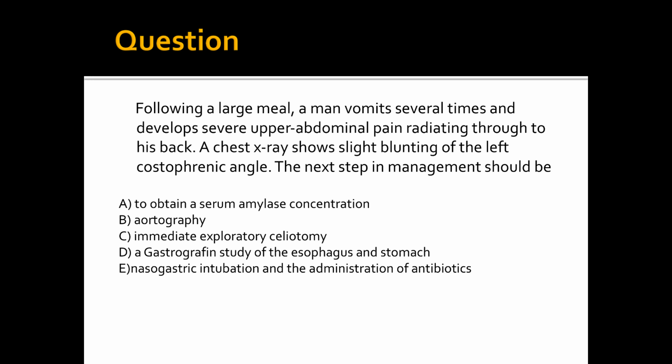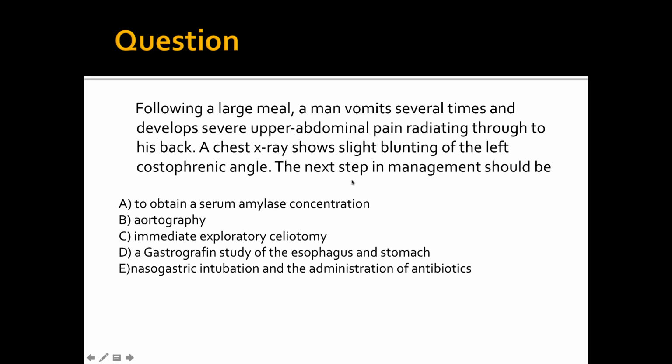So what I'll do is go through a few questions about some clinical scenarios and try to answer any questions. Here is a question. Following a large meal, a man vomits several times and develops severe upper abdominal pain radiating through his back. Chest X-ray shows blunting of the left costophrenic angle. So what is the next step in management?